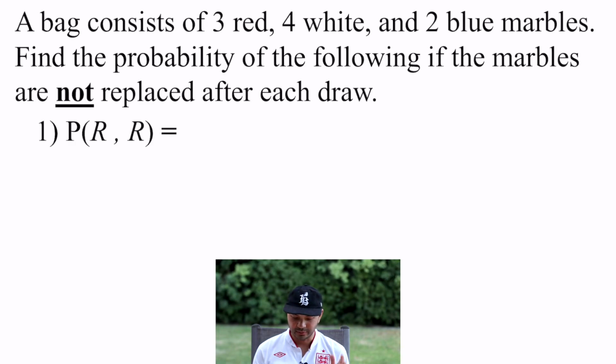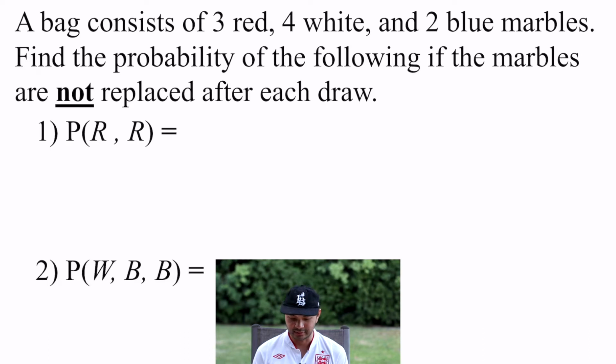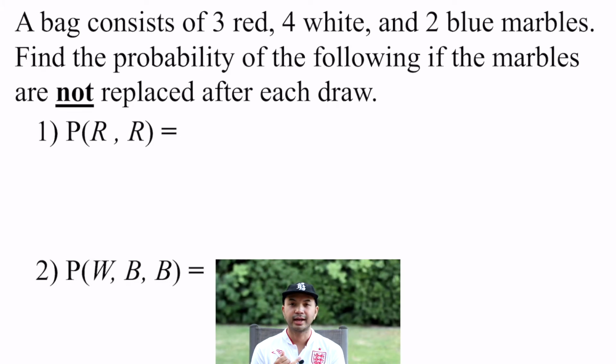All right, so dependent events. So what we did before was independent events. One event didn't affect the next event. So now we have the same scenario. 3 red marbles, 4 white marbles, 2 blue marbles. And now it's saying find the probability if the marbles are not replaced after each draw. So like you pick it, take a look, go, no, I don't want this, and then you put it back. The probability of getting red and then red again.